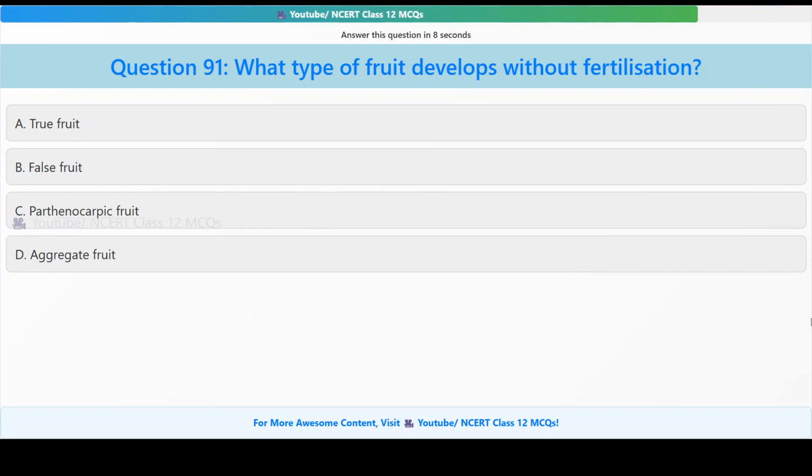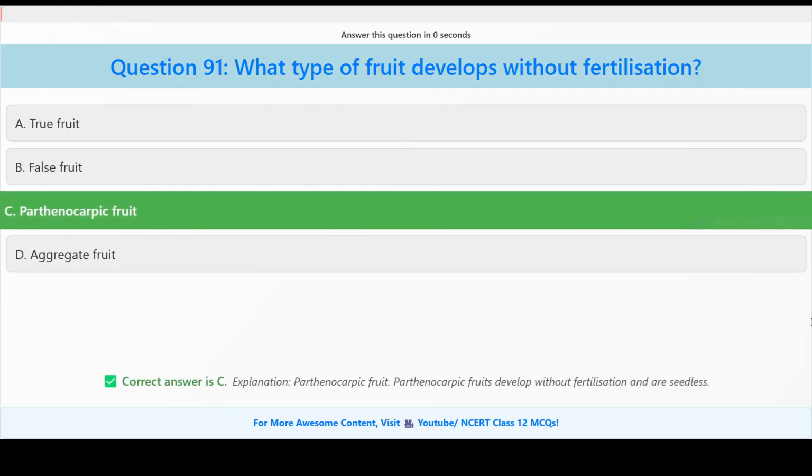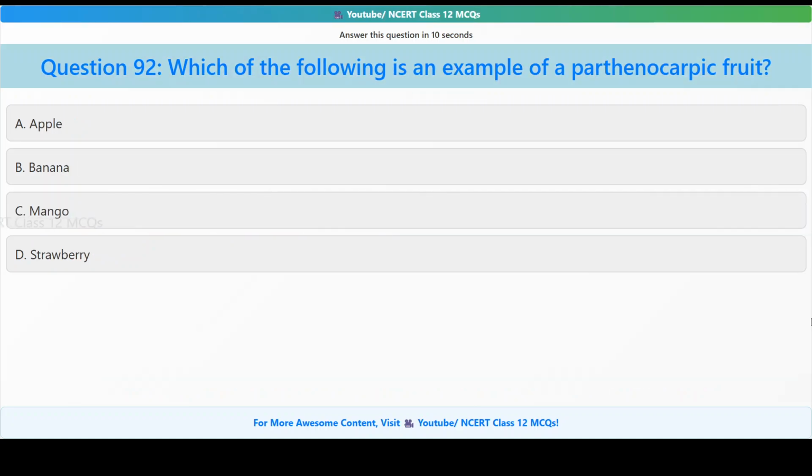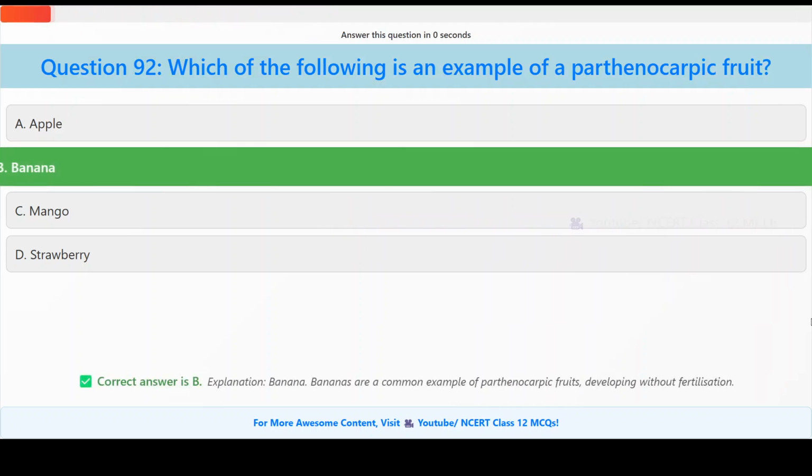Question 91. What type of fruit develops without fertilization? Parthenocarpic fruit. Parthenocarpic fruits develop without fertilization and are seedless. Question 92. Which of the following is an example of a parthenocarpic fruit? Banana. Bananas are a common example of parthenocarpic fruits developing without fertilization.